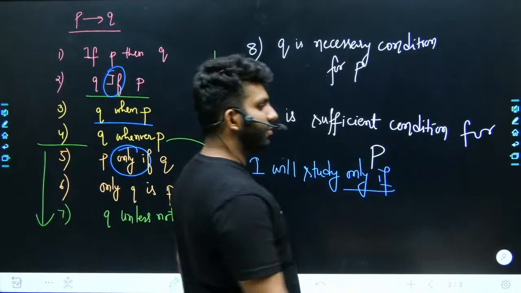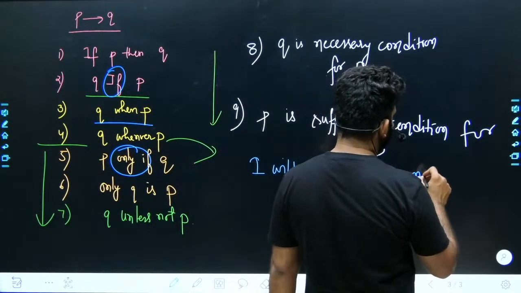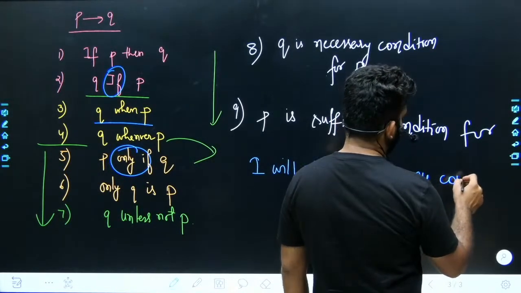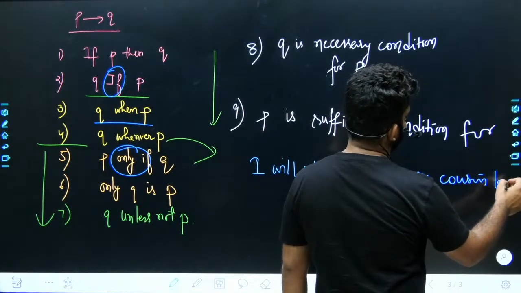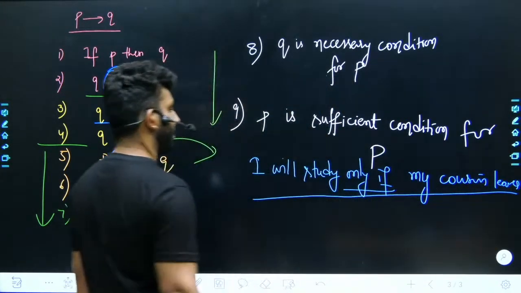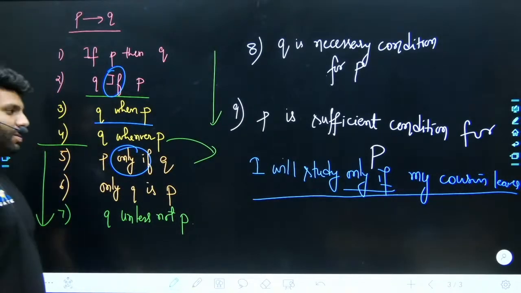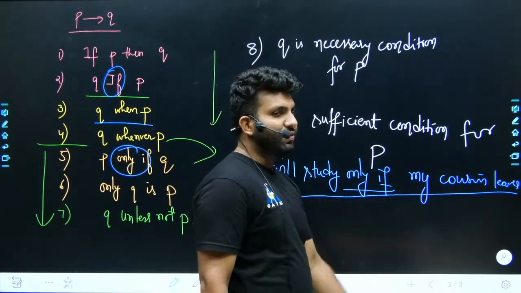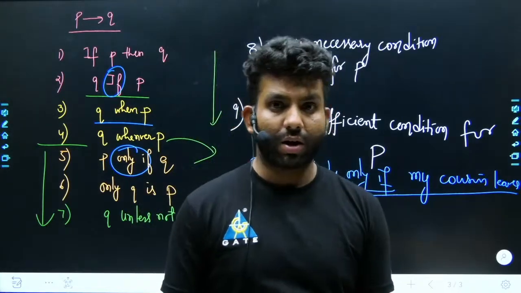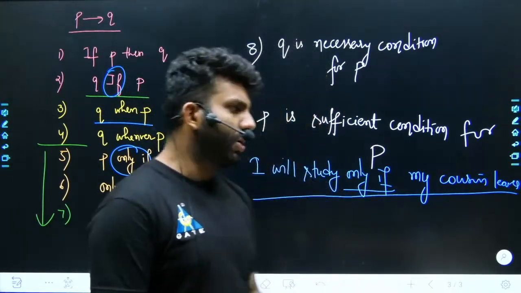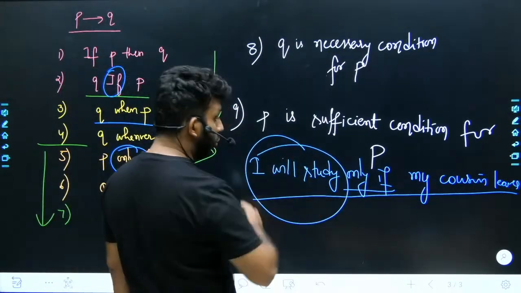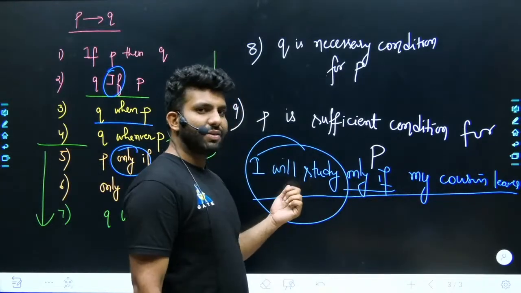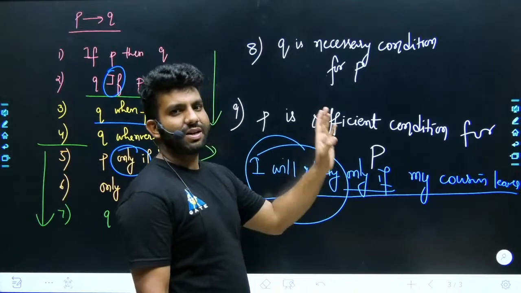I will study only if my cousin leaves. What does it mean? See this carefully. If my cousin leaves, will I be studying? That depends. Maybe not. I may not be studying at that point of time. But this is for sure that if I am studying, I told you that I'll be doing this only if my cousin leaves. That means if this is happening, he has left for sure.